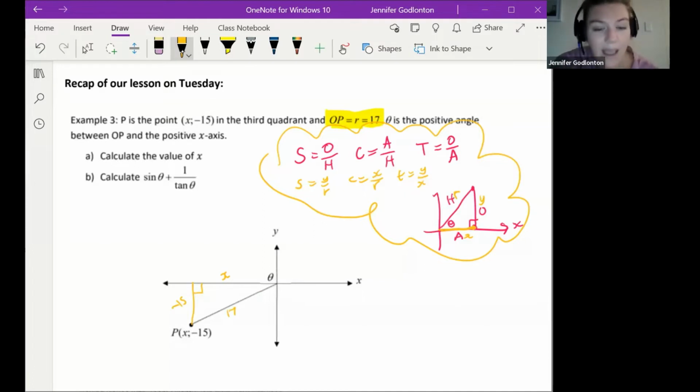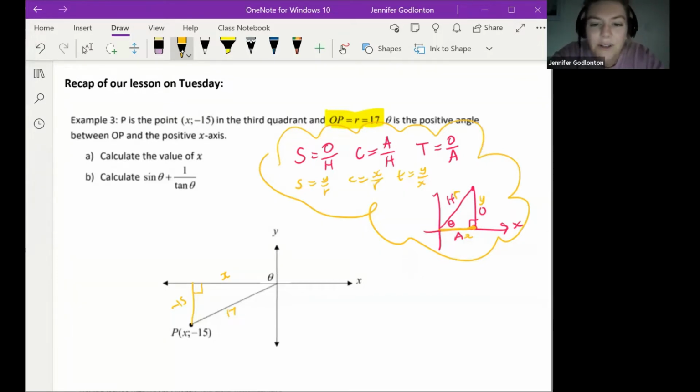So how am I going to find x is my question to you. How am I going to find x? Since they've told us what the hypotenuse is and what the y-axis is, then you just use Pythagoras and you go 17 squared minus negative 15 squared, and then you square root your answer to get x. Excellent. Well done.